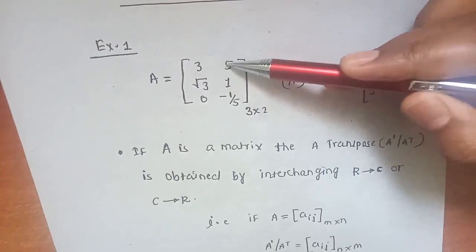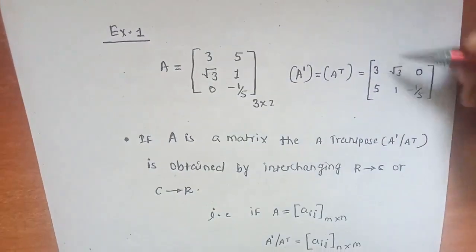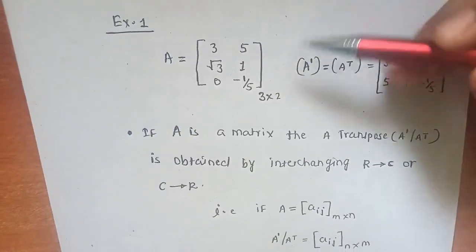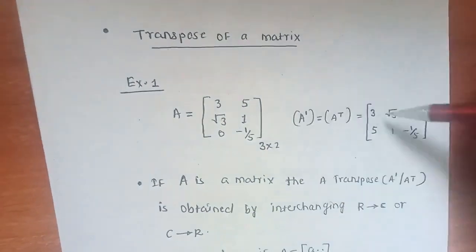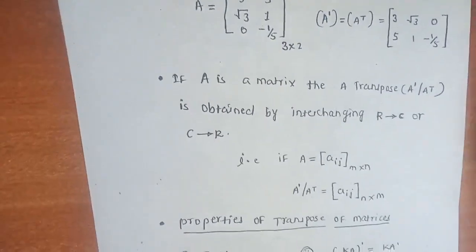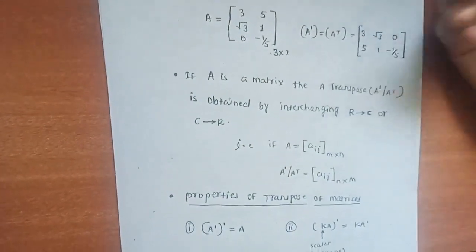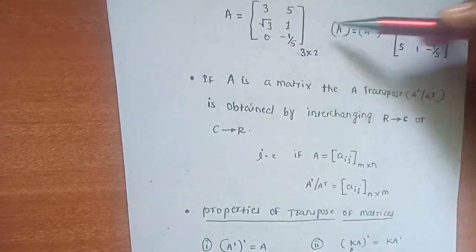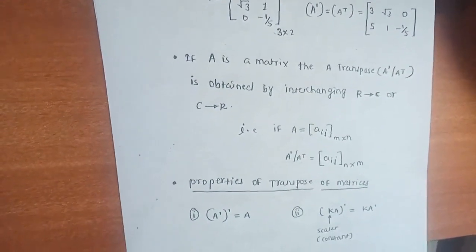This 3 5 is a row, and I will convert that into a column, so I will write it as 3 5. The second row is root 3 1, so the second column is root 3 1. Then 0 minus 1 by 5, so I get 0 minus 1 by 5. So what I did is convert all the rows into columns. This is called converting the matrix into its transpose. So transpose is a very simple fundamental: just convert rows into columns or columns into rows, your choice. Better you follow one so you will not be confused. So in this way we can find the transpose of a matrix.